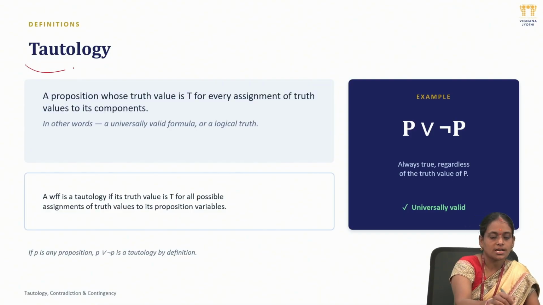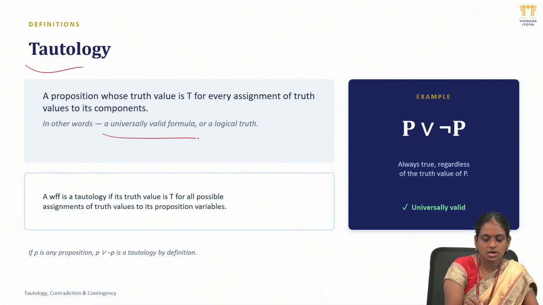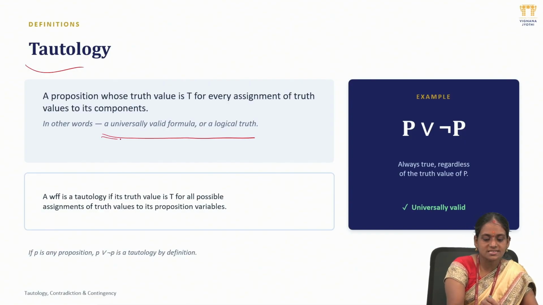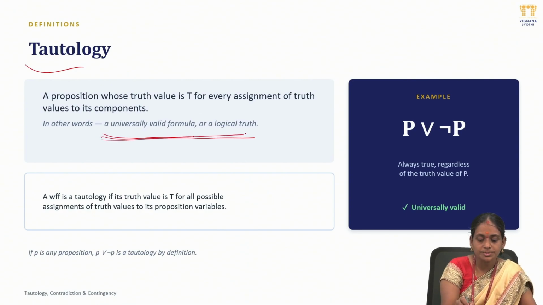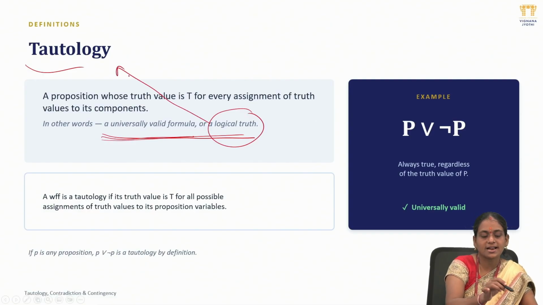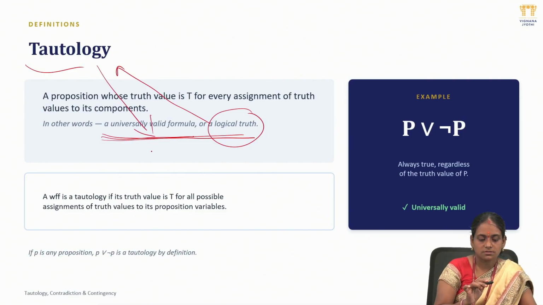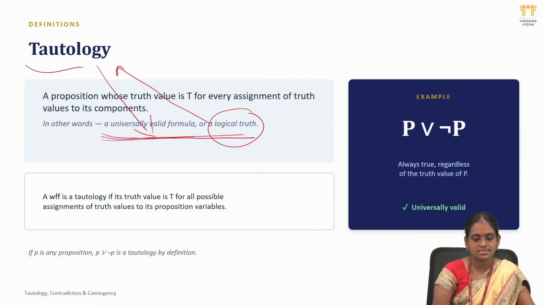We have to remember the alternate names for each and every topic, because sometimes we can expect the question to define tautology, or sometimes he will ask to define universally valid formula or define logical truth. In that case we need to know the corresponding term and its abbreviation. So these are the different words used for tautology: universally valid formula or logical truth.